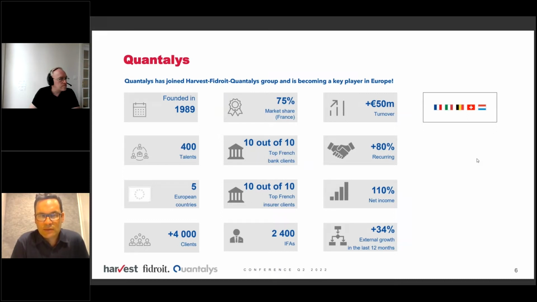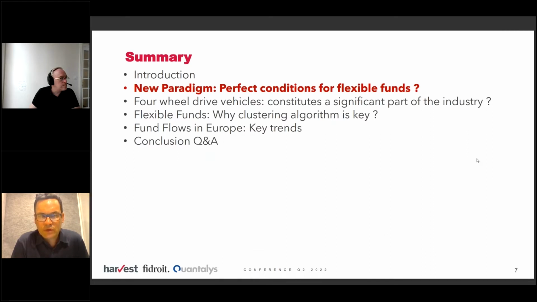So next slide, on the flexible funds. The idea with these three or four next slides will be to talk about what we call the new paradigm. I mean, these new market conditions could be perceived as perfect conditions for the flexible fund managers, and we'll see in detail what it is about. So next slide.